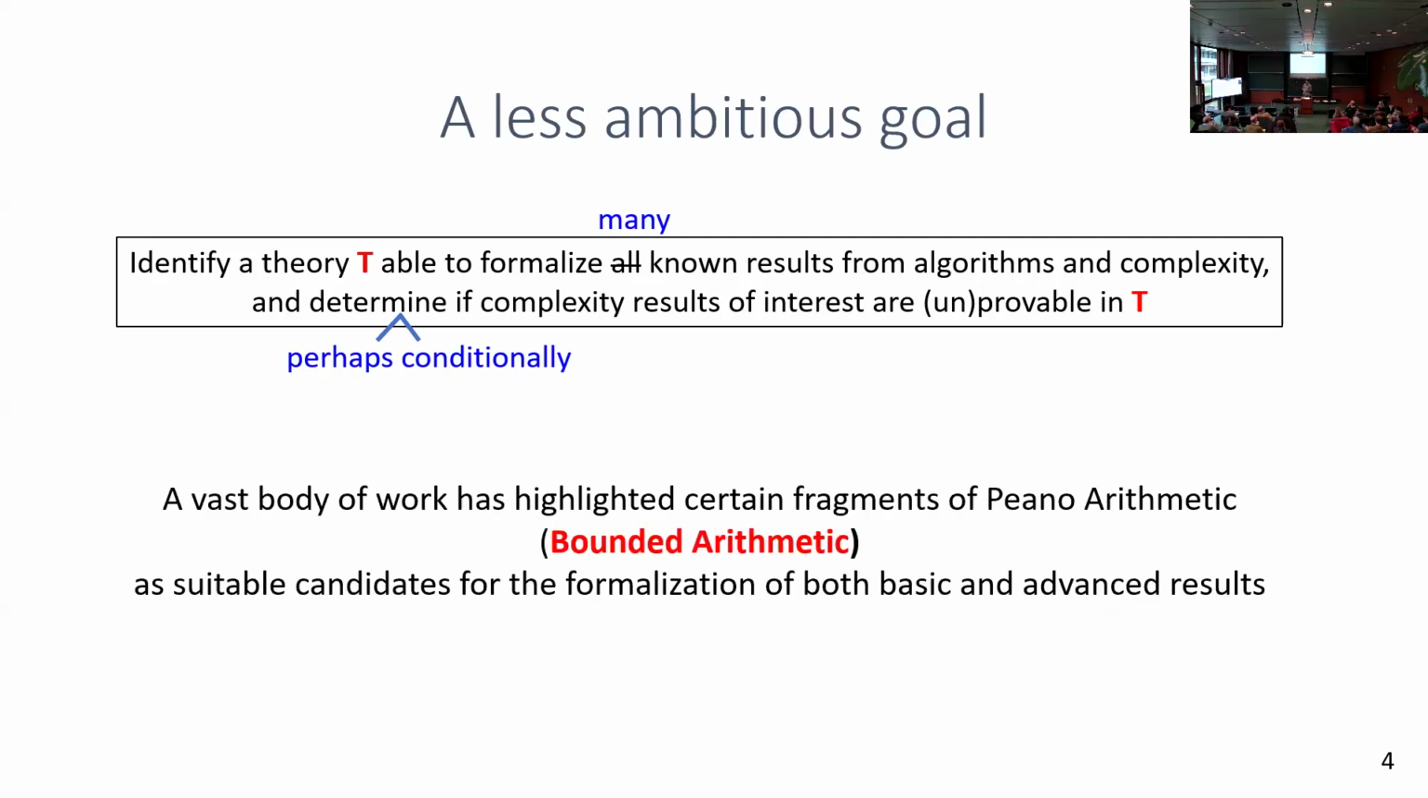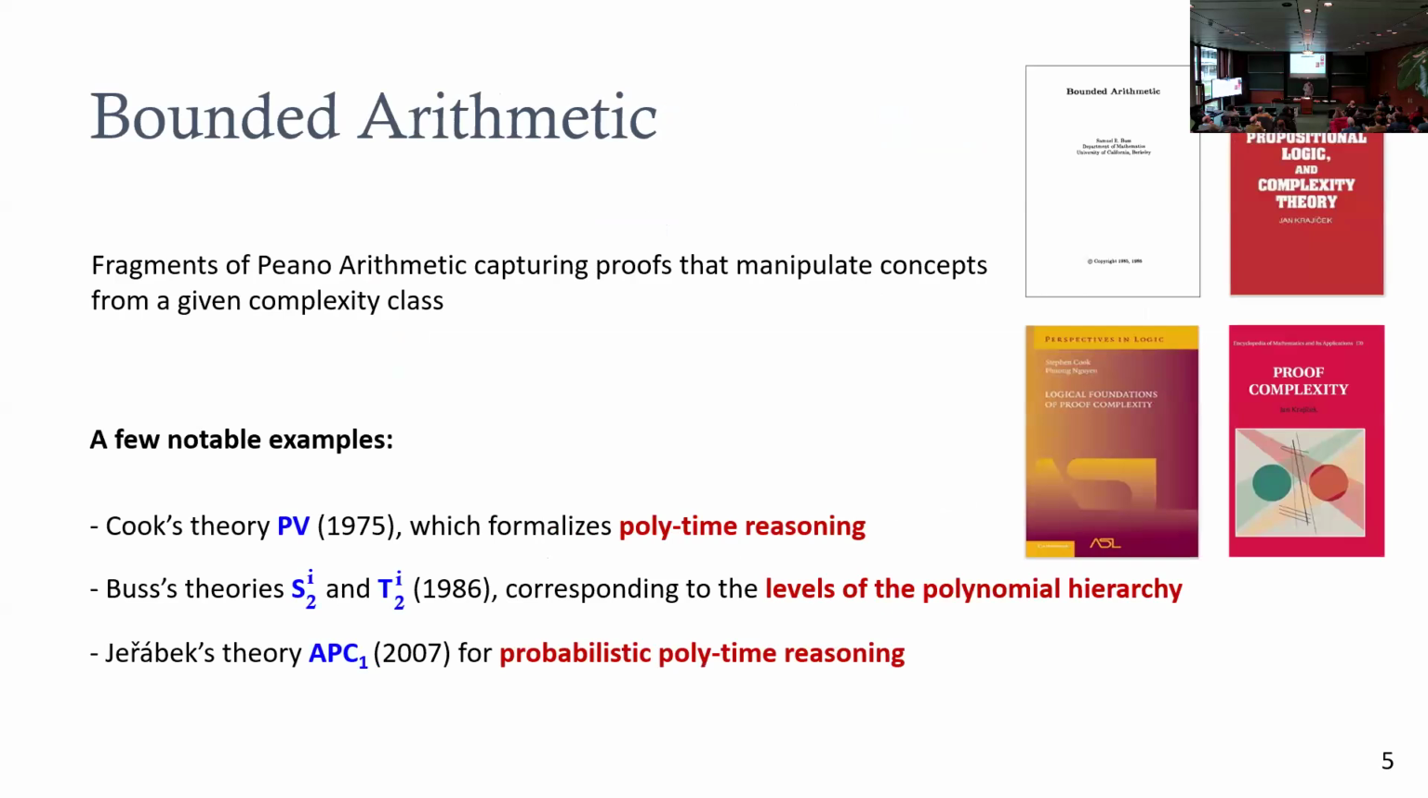Okay, and the focus will be on bounded arithmetic. These are sub-theories of Peano arithmetic that have been widely investigated for a few decades now. And they are able to formalize not just basic, but also some advanced results from the area. So what is bounded arithmetic?